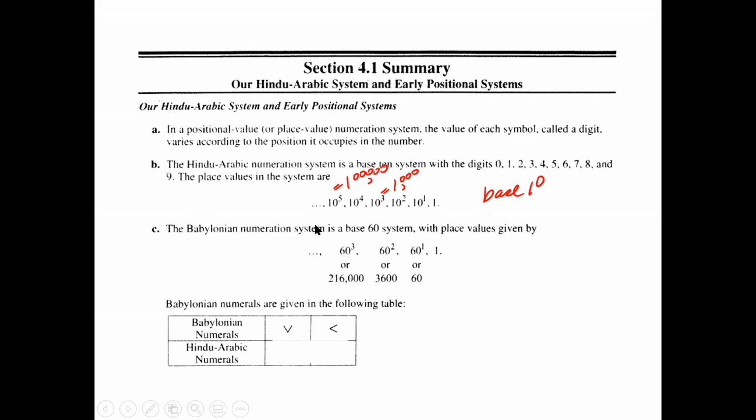Now, the Babylonian numeration system is base 60, so keep that in mind with the place values given here. 60 to the 3rd is 60 times 60 times 60, which is 216,000. And then 60 squared, 60 to the 1st power, and then 1. The Babylonian numerals also have a table of keys that you have to follow. The V shape is always 1, and the other symbol is always 10.